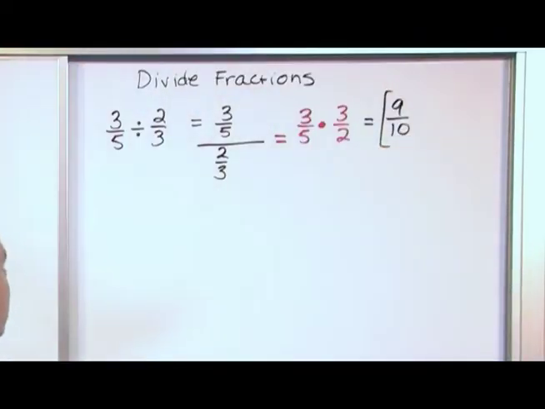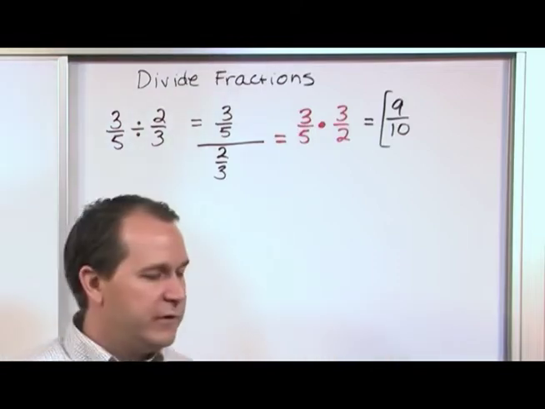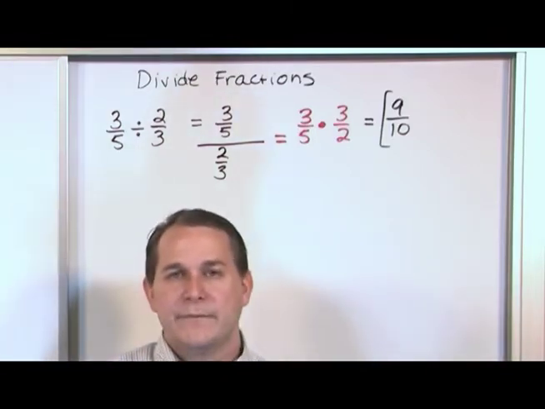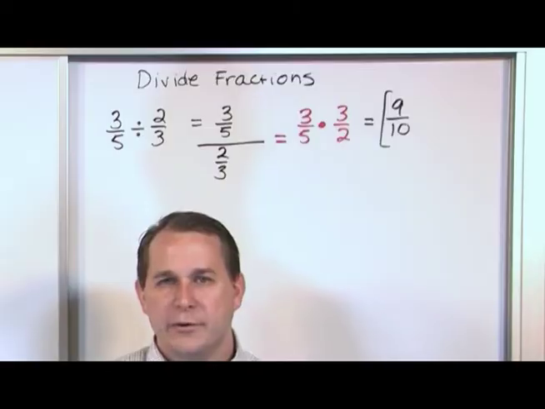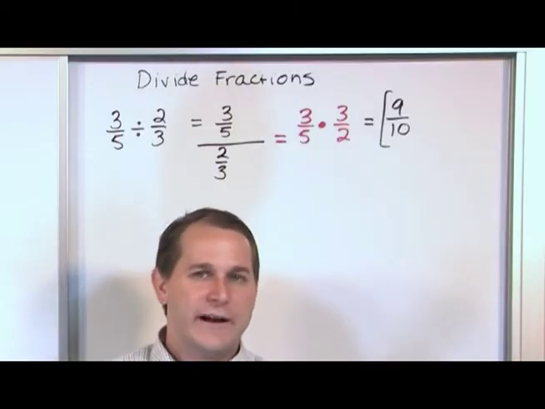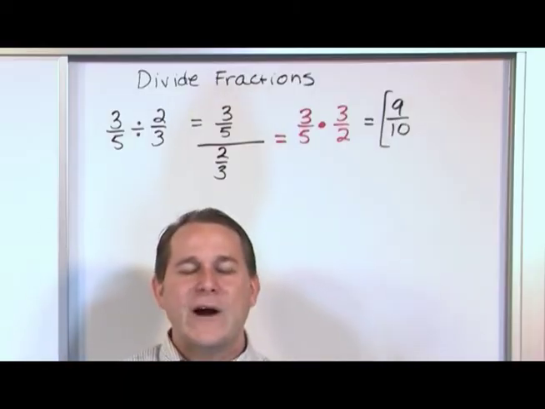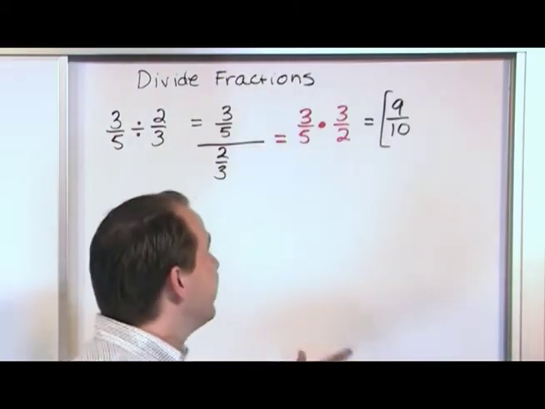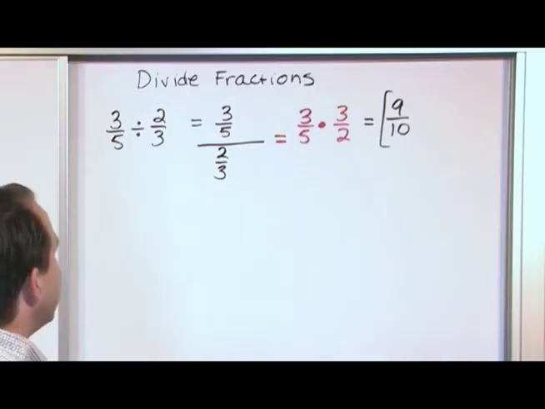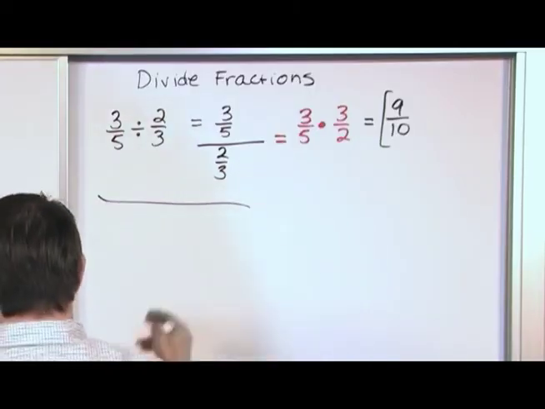9/10 is the answer. Now, when you were younger and learned long division of numbers, that could get very tedious and difficult at first. There are a lot of steps, remainders, and all that stuff. With fractions, it's really easy. All you do is take the second one, flip it over, and multiply. And that's it. So let's work another one.